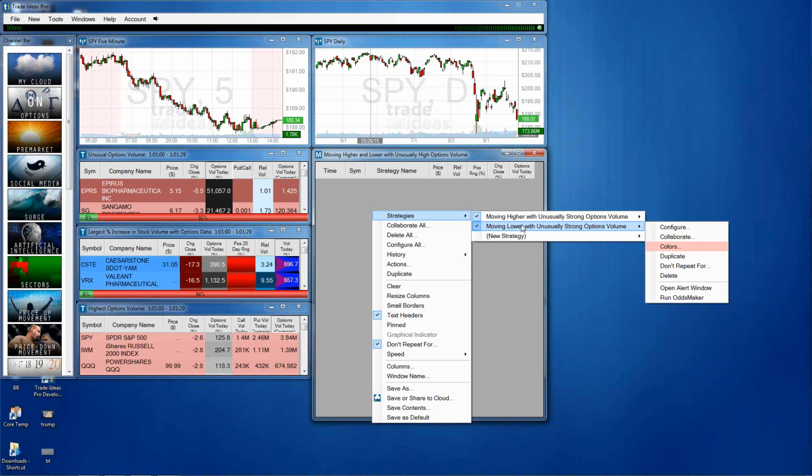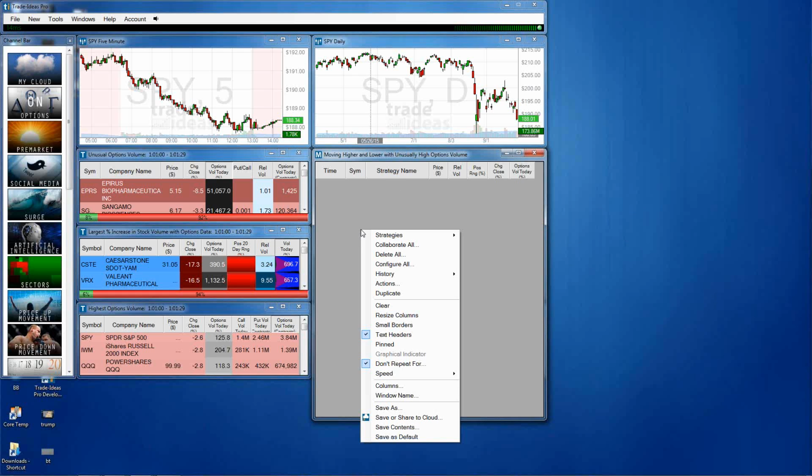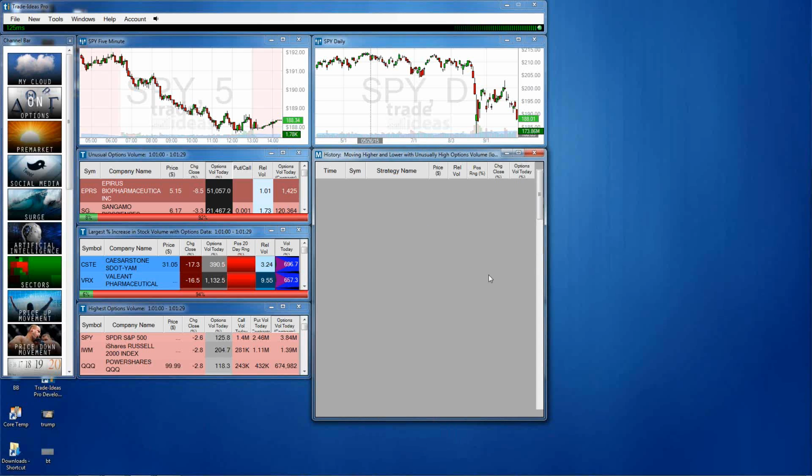And of course, when the strategy generates a symbol, the strategy name is always going to be displayed here. So if we take a look at the history here, we can see which strategy issued the play. Obviously, this window was not very active today. So this is a simple example with only two strategies in it.